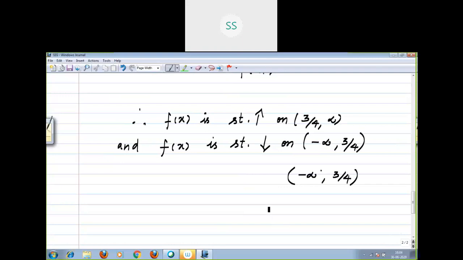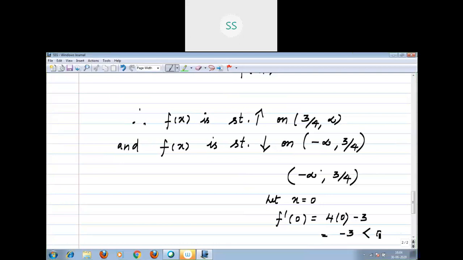Suppose I assign x is equal to 0. If you select x is equal to 0, substitute in the derivative. f dash of 0 is equal to 4 into 0 minus 3, which is minus 3. That means less than 0. Whatever value you want, you can take. For example, x is equal to minus 1: minus 4, minus 3, minus 7. So it is strictly decreasing. Next one, what I said?